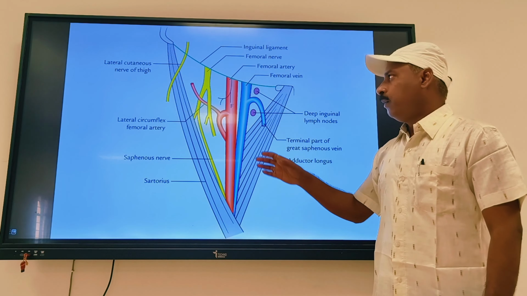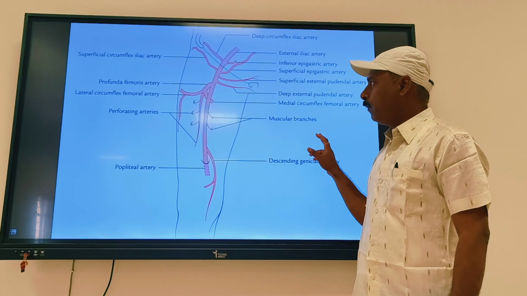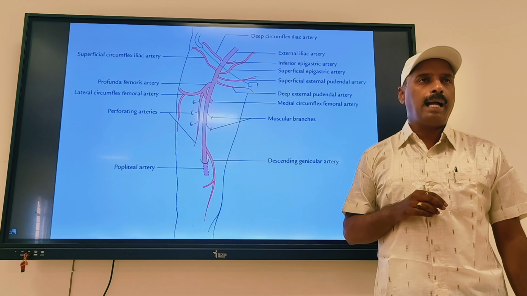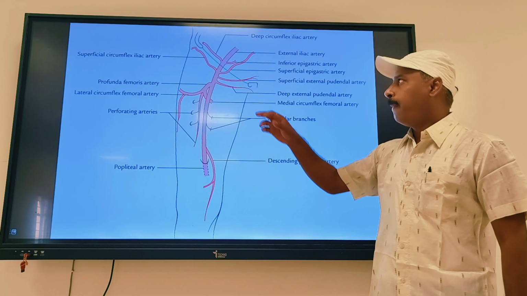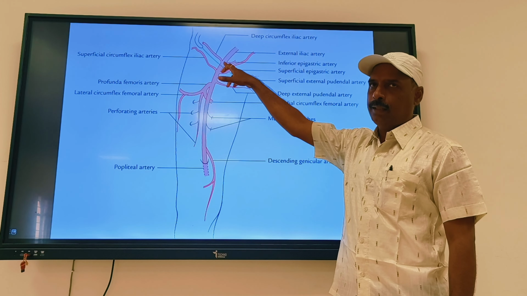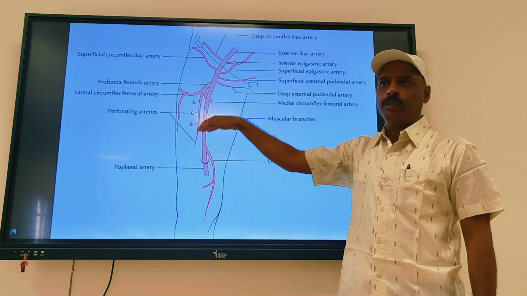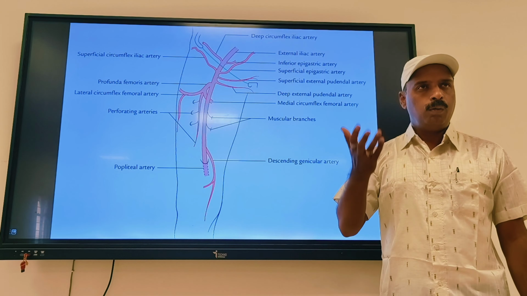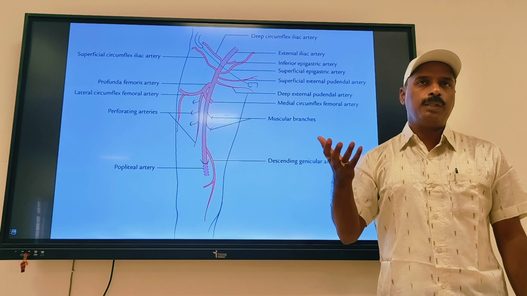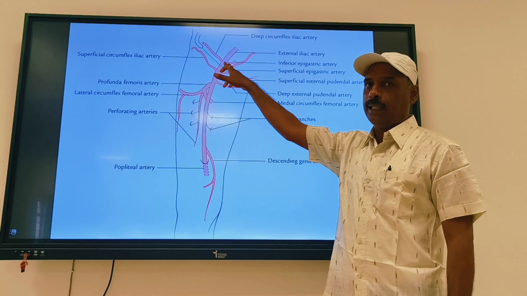Next, the origin of the femoral artery. The femoral artery is a continuation of the external iliac artery behind the inguinal ligament. The external iliac artery passes behind the inguinal ligament, and at the midpoint of the inguinal ligament it continues as the femoral artery. So, what is the origin of the femoral artery? The femoral artery originates as a continuation of the external iliac artery behind the inguinal ligament.